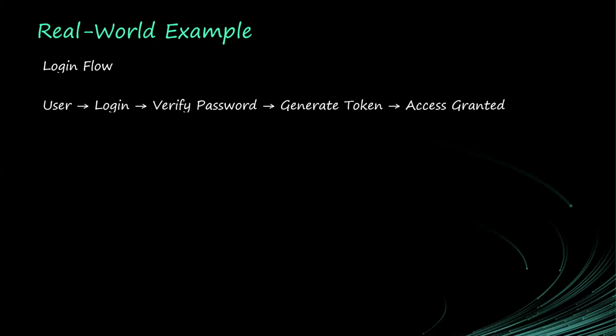So let us take an example. When the user logs in, we will verify their password and generate a token. That is what we use JWT to do. We use JWT to generate a token, and then we'll grant them access.